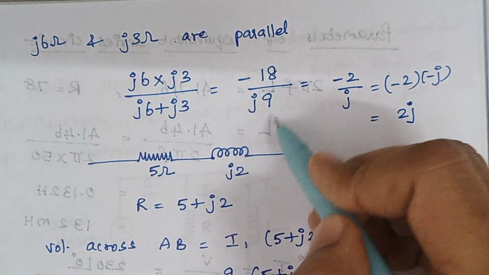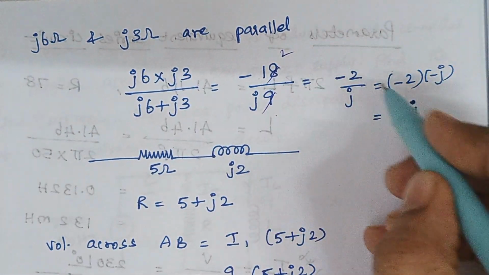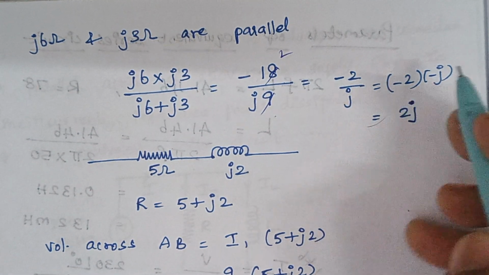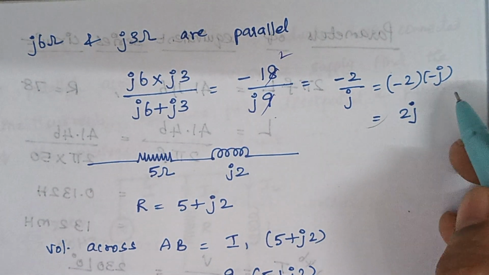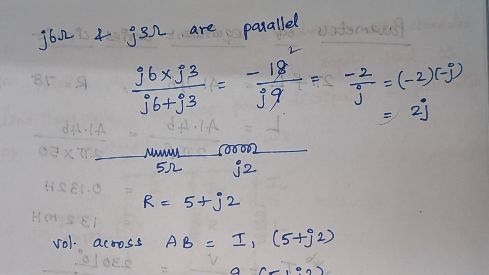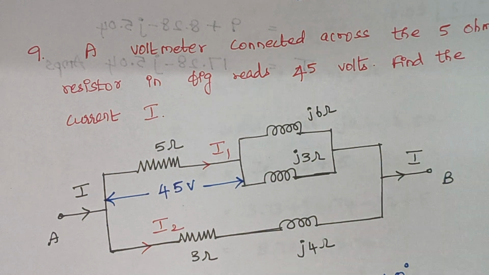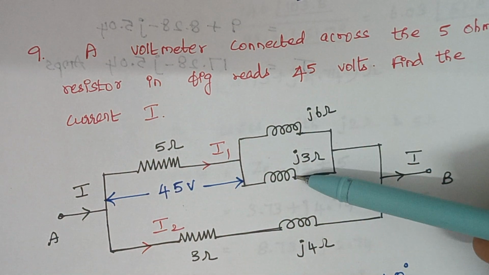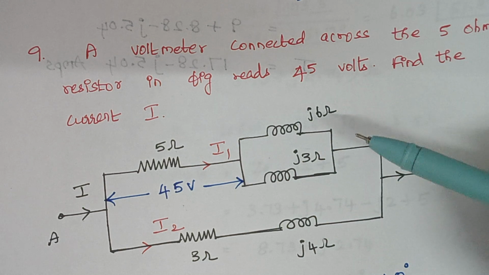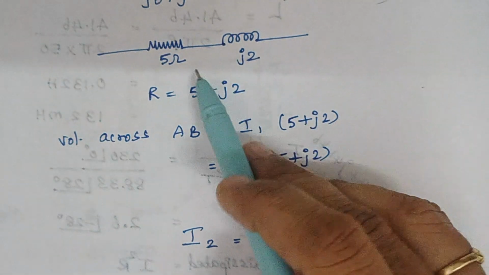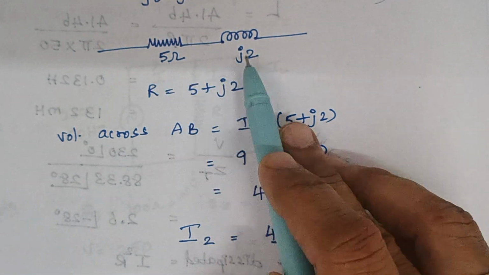So when you cancel each other, here comes 2. So minus 2 by J. Again, when you move this J to the numerator part, it becomes minus J. Therefore, here the answer is 2J, right? So when you look back at the problem, we have eliminated these two inductors with a single inductor here, and its value is 2J, right? So here there is a 2J in series with this 5 ohm.